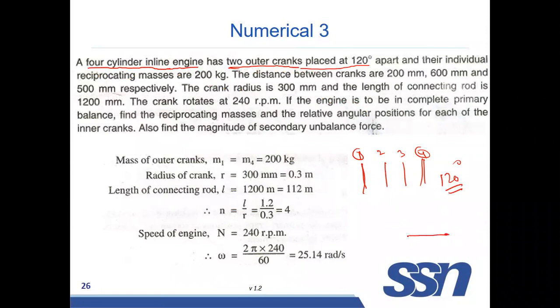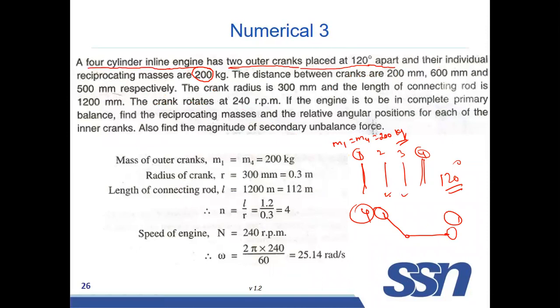So this is first cylinder. This is 90. So it is like this. So this is the fourth cylinder. This is first cylinder. It has two outer cranks placed at 120 degree apart, and their individual reciprocating masses are 200 kg. That is M1 is equal to M4 is equal to 200 kg. The 2 and 3 are not given.